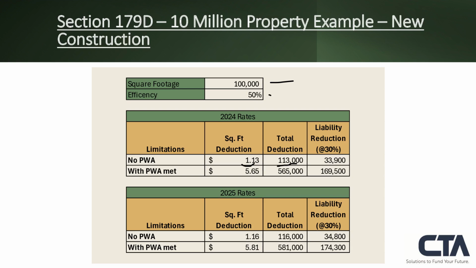And just for the sake of easy numbers here, assuming this is a flow-through entity and we're looking at a 30% tax rate, this is going to yield a cash value to your client of almost $33,900. Now, the same exact work in the same exact year, if that prevailing wage is met with the 50% threshold exceeded, you can see it jumps all the way up to $5.65 with now a total deduction of $565,000, which is now yielding your client almost $170,000 cash value. So you can see that numbers really add up relatively quickly.